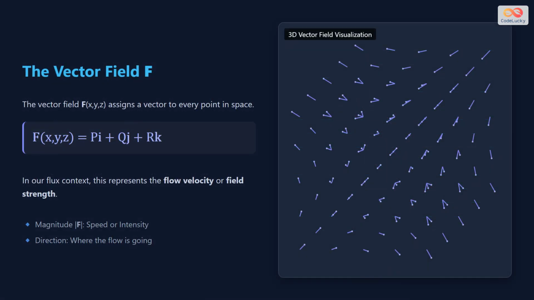First, let's look at the vector field F. This function assigns a vector to every point in space. In our context, you can think of it as a velocity field describing the flow of a fluid, or a force field like gravity or magnetism. The magnitude tells us the strength or speed, and the direction tells us where it is going.